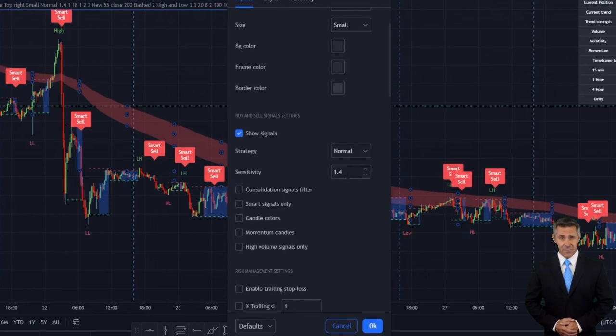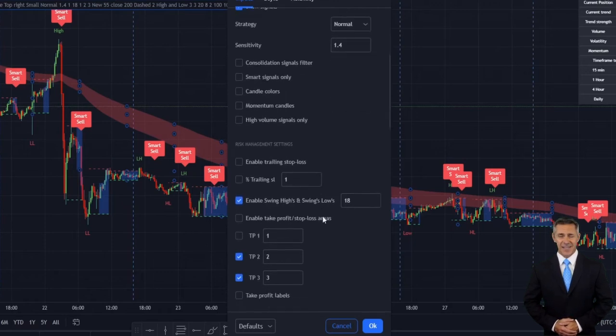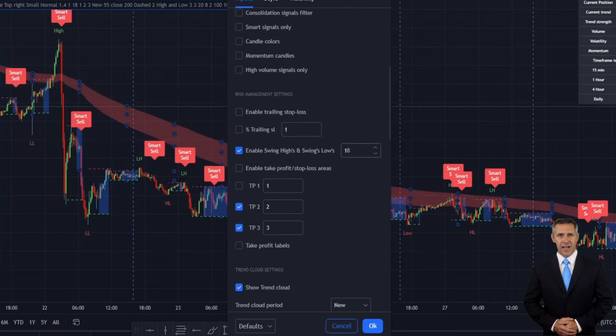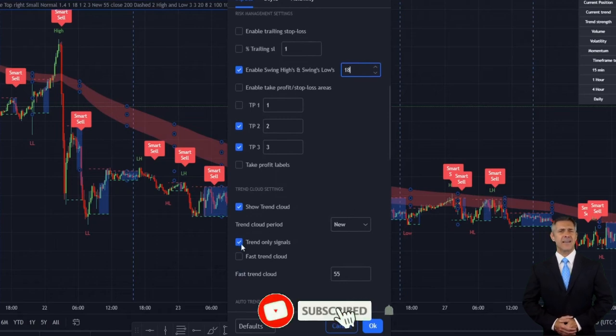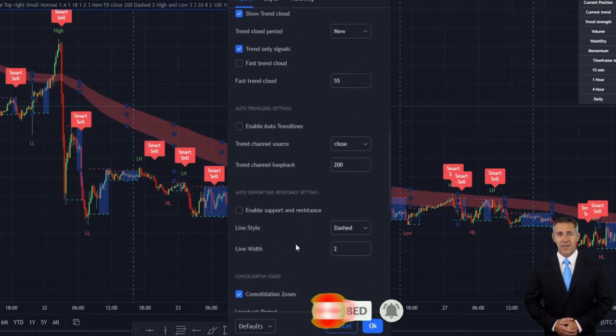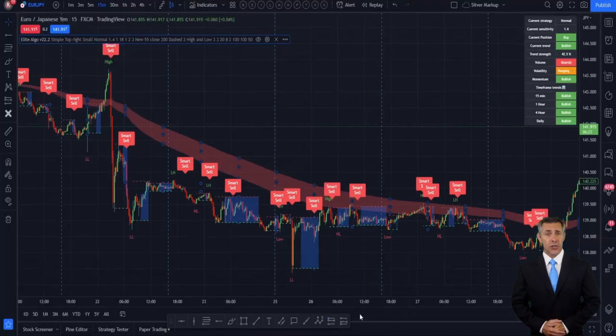Show signals, the sensitivity, I'm going to do 1.4 here. And the other thing that you want to do is enable the swing high, swing low, and change it to 18. And you'll see why in a second. Then the last thing that you want to make sure that you do is change it to the trend only signals, and then obviously use the consolidation zone. Make sure you use these numbers when you're using the consolidation zones. It's going to help out tremendously and give you some really good zones to trade from.